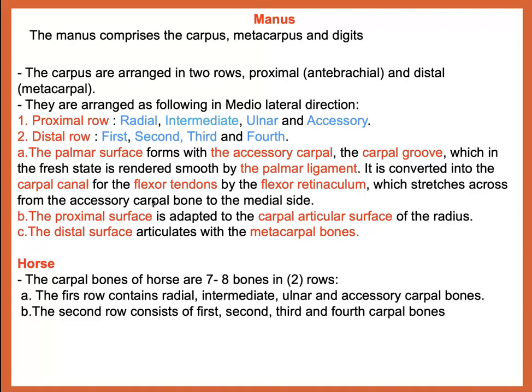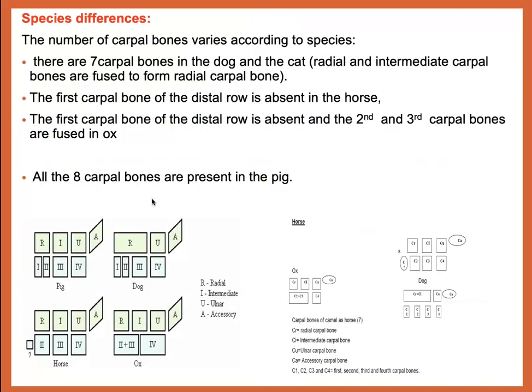So if we compare the number of carpal bones in the equine or horse, it is between 7 and 8. Why 7 and 8? Because the first one is sometimes absent, and this is why 7. If it is present, it will be 8 carpal bones. In the dog and cat, 7. Why 7? Because the radial and the intermediate fuse to form the radiocarpal bone.